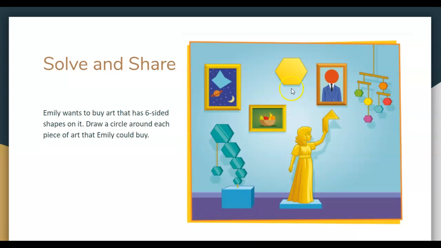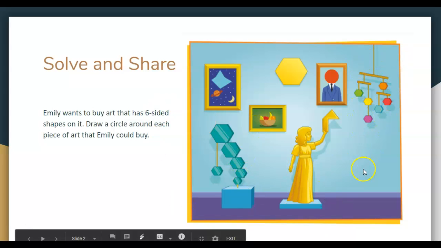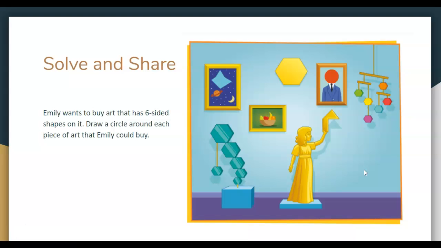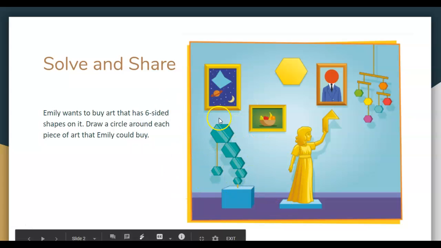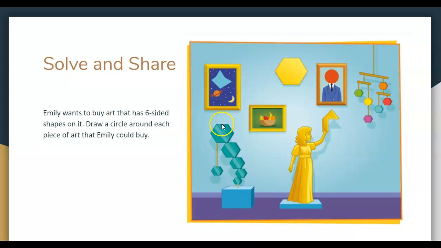So what you're going to do is take a look at these different pieces of art, the paintings on the walls, the sculptures, and you're going to circle the ones that have a six-sided shape in them. Let's take a look at one right here. How many sides are on this shape here? 1, 2, 3, 4, 5, 6. That has a six-sided shape on it, so I'm going to draw a circle around it because that's one that Emily could buy.